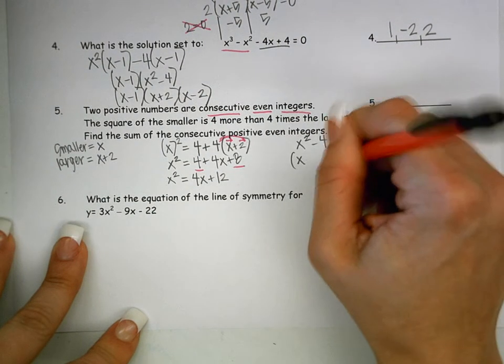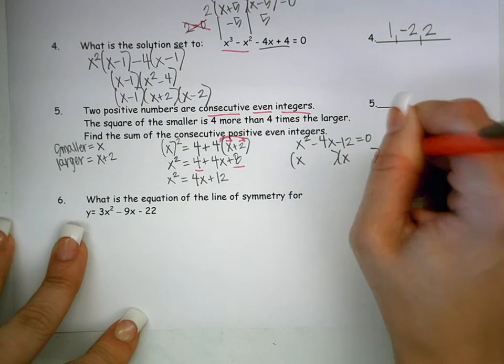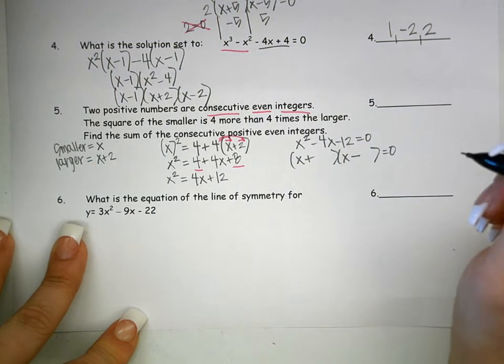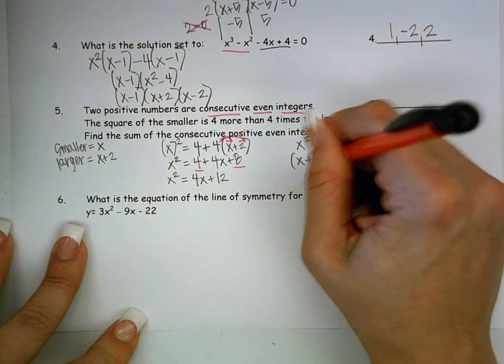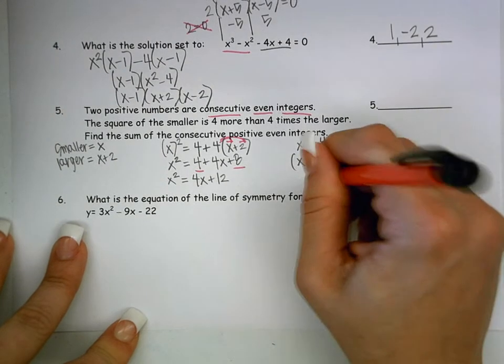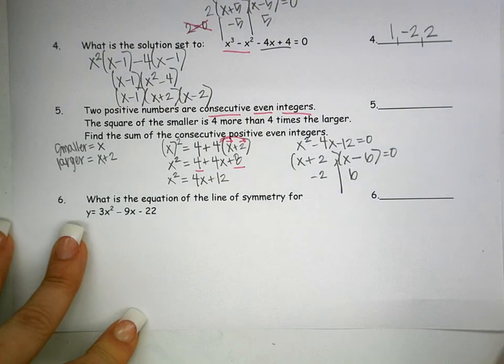That does factor. You're going to have one positive, one negative. So x plus and x minus. Multiply to negative 12, add to negative 4 is positive 2 and negative 6. Set each part equal to 0, negative 2, positive 6.